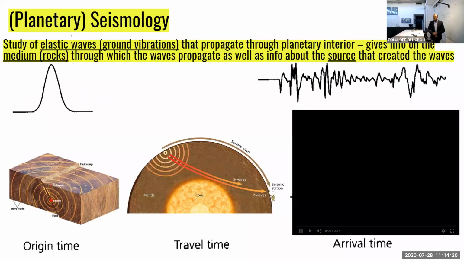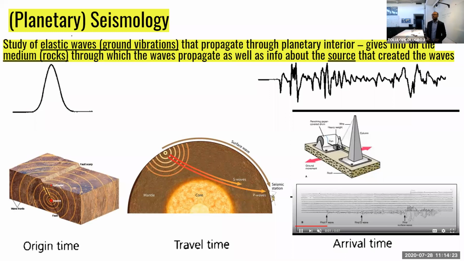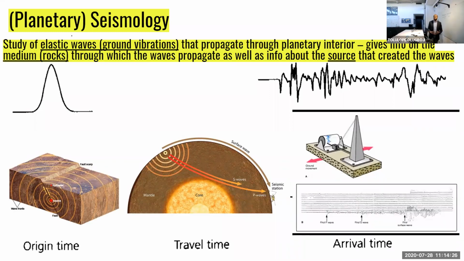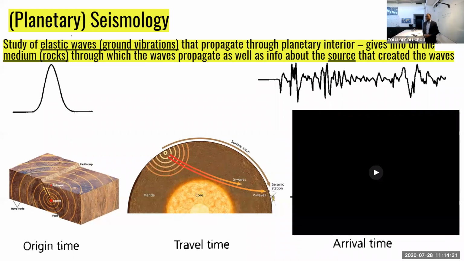Okay. So, seismology. You're all seismologists, emerging seismologists, and if somebody was to ask you, what does a seismologist do? You might answer like this. I often answer like this. Well, seismology, or planetary seismology, is the study of elastic waves, i.e. ground vibrations, that propagate through the planetary interior and gives us information about the medium through which those waves propagate. That medium is the rocks that our planet is made of. And also gives us information about the sources that created these ground vibrations.